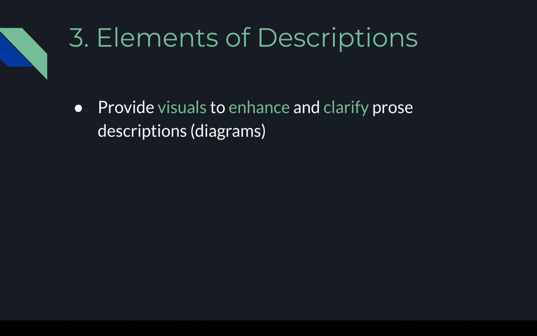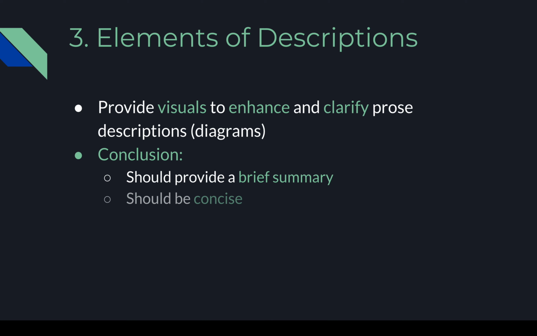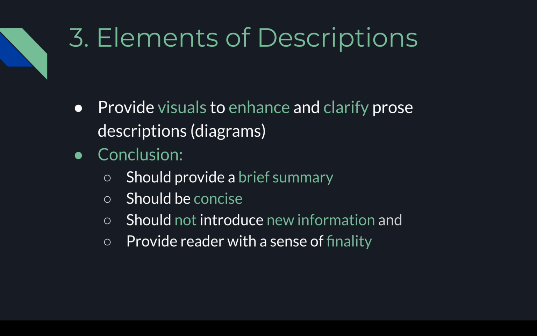You also want to make sure to provide visuals to enhance and clarify your prose descriptions whenever needed. And that would often come in the form of explanatory diagrams. After providing your title, your introduction, and the actual description using appropriate sequencing, you want to close with a conclusion. And ideally, your conclusion should provide a brief summary of the document as a whole. It should be concise and should not introduce any new information. It should also ideally provide the reader with a sense of finality, a sense of closure.